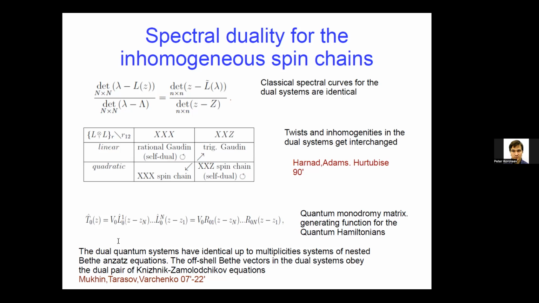Some different terminology is sometimes used, and sometimes one of these dual equations is called the dynamical Knizhnik-Zamolodchikov equation. One operator in the Knizhnik-Zamolodchikov equation in one system acts on the inhomogeneities, and the dual Knizhnik-Zamolodchikov equation operator acts on the twists. And as I have mentioned, the twists and inhomogeneities get interchanged in the spectral duality.